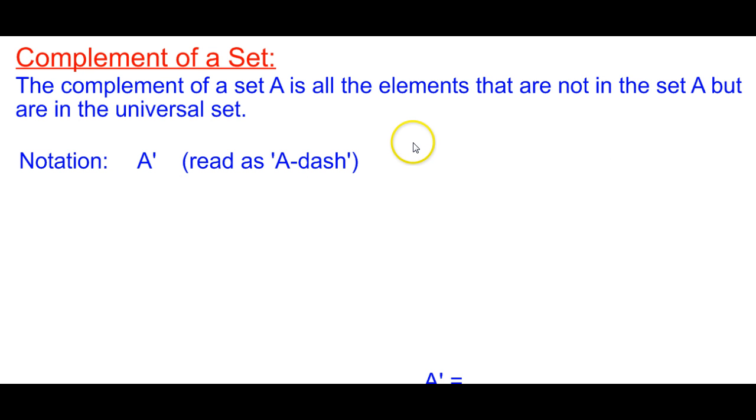So the next part is the complement of a set. The complement of a set A is the elements that are not in the set A but are in the universal set. This is read A dash, or I like to say A naught, basically saying it's not A. So let's look at an example.